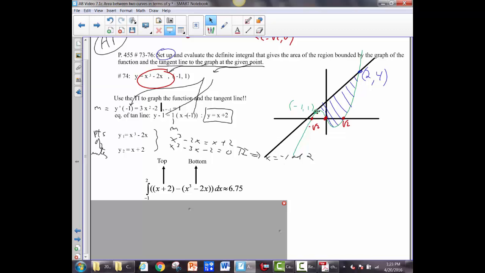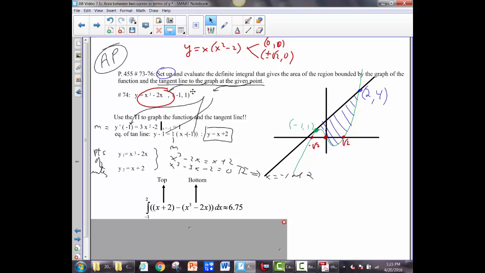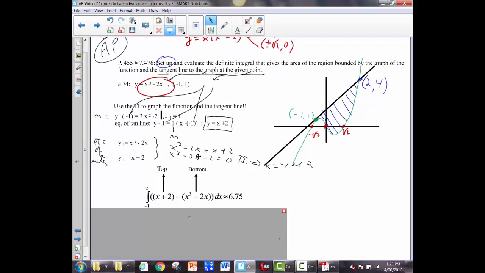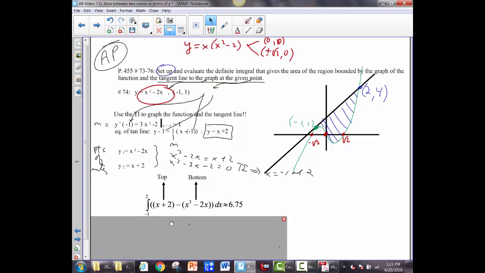Now, as far as the graph of the actual function itself, let's pretend you didn't have a calculator. If you factor the x out of here, you'll be able to find the x-intercepts, which are at 0 and plus or minus root 2, which are these ones right here. And you could test it, and it'll be below and then above and then below and then above. Or you could just use your calculator for that. Point is, the line's always on the top, and the green curve is always on the bottom. So the integral from negative 1 to 2, which is where they intersect, which is where you have a closed region, of the top, which is the line, minus the bottom, which is the curve. And again, I use the calculator.